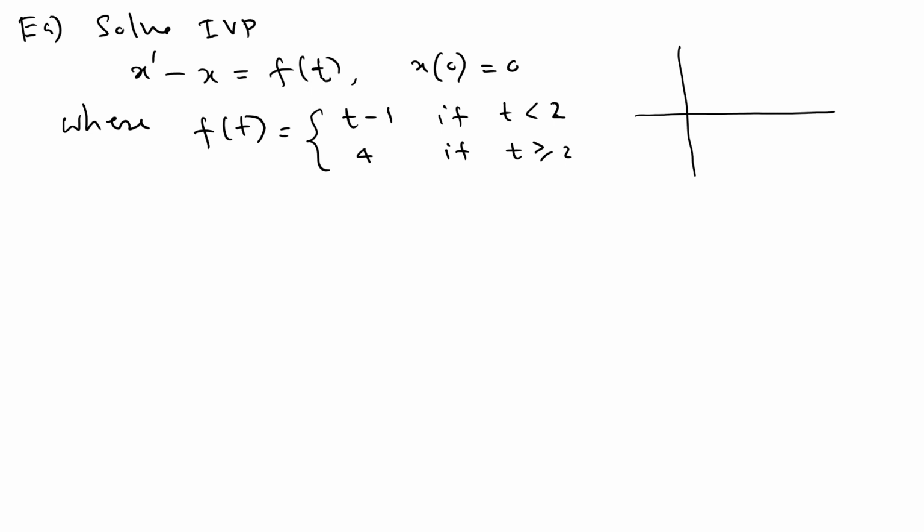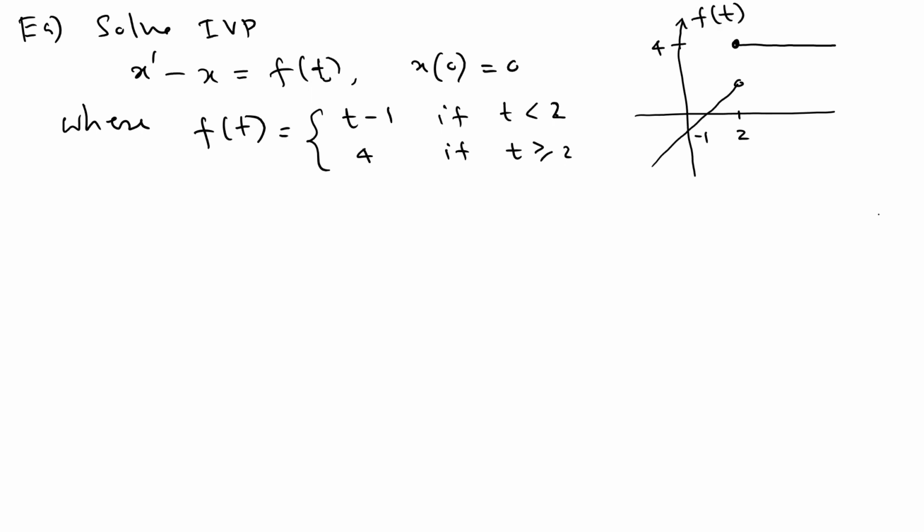So until 2, it is t minus 1. So that means it's going to go like that. So that's the number 1, negative 1 there. Okay, that's negative 1. But this happened until it is 2. And then right after 2, it's going to jump to 4 and stay there. So that's the situation. That's the input function.